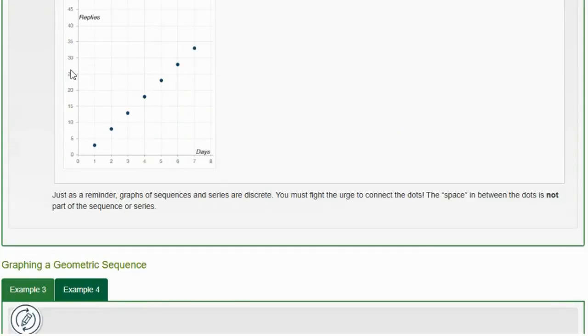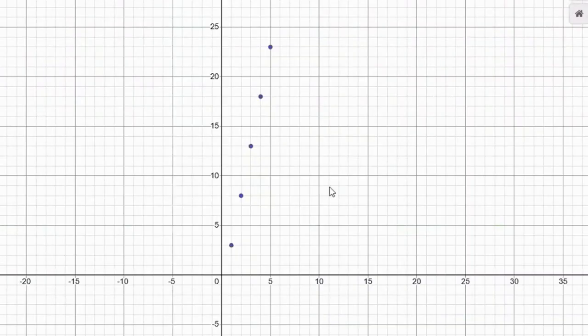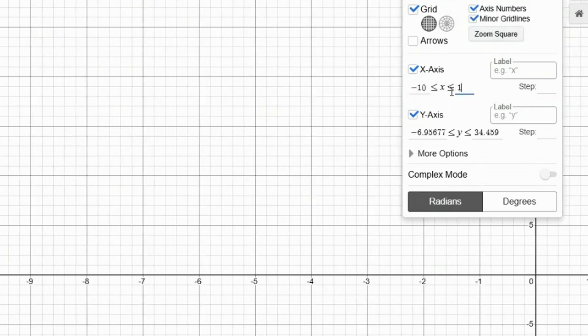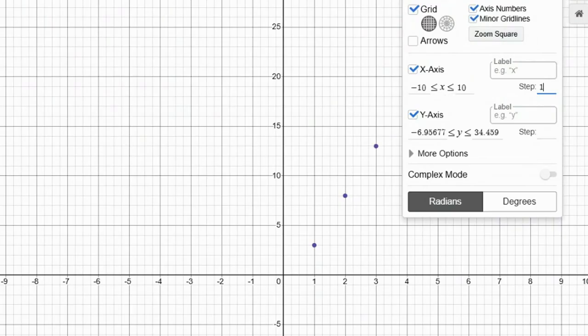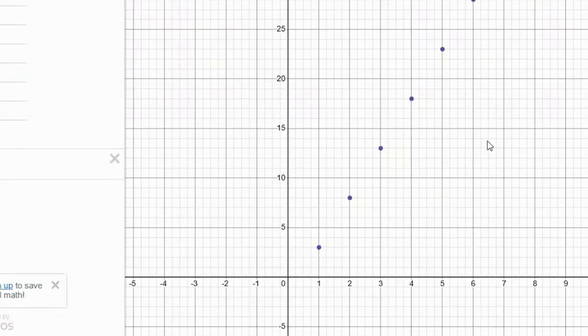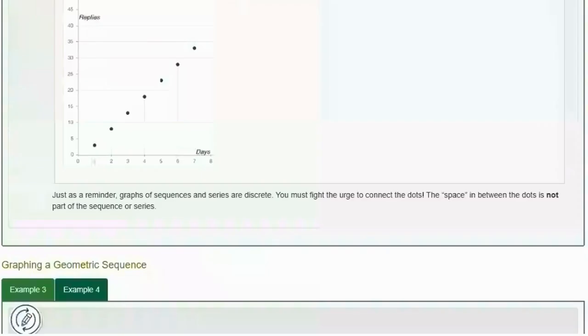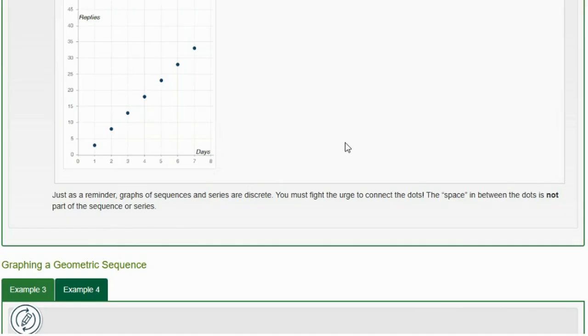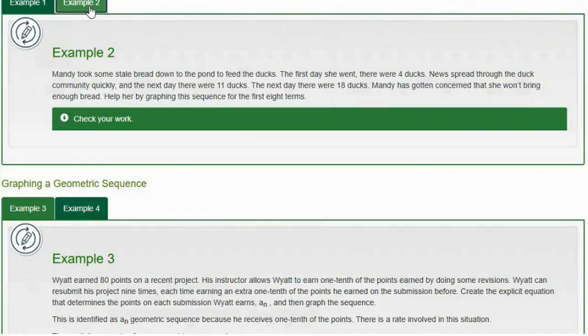Now there's their x and y. It looks slanted different because ours is just bigger. They changed the settings to say, okay, the x-axis would just be from negative 10 to 10. See, now it's not as steep because we spread it out. So that's very similar to what theirs is. The space between there is not part of the sequence, just like it is not graphed in ours on Desmos either. All right, let's look at example 2.